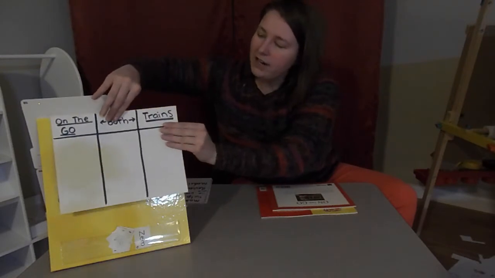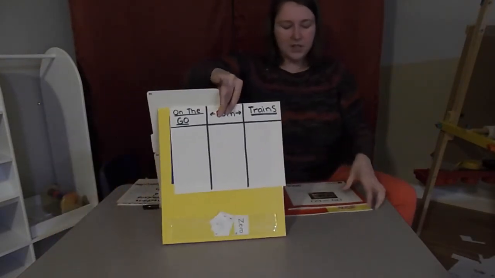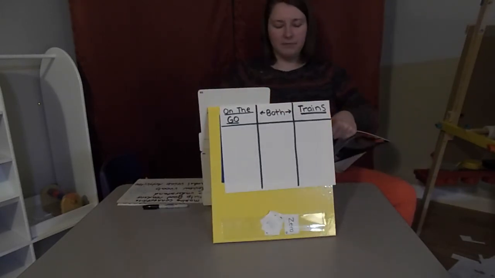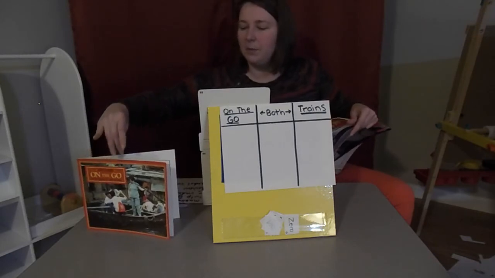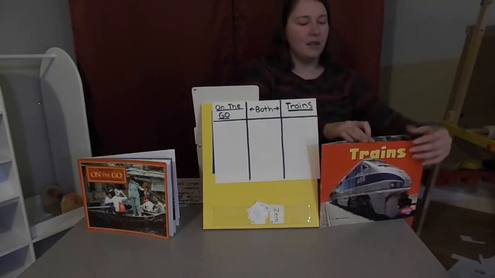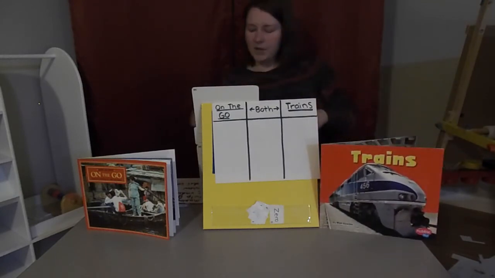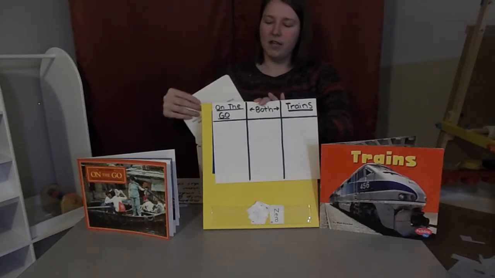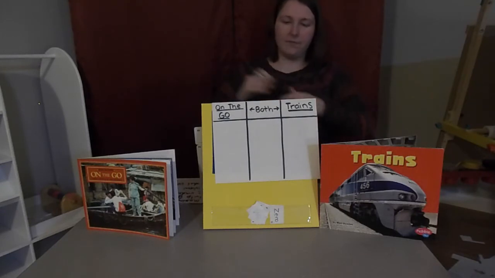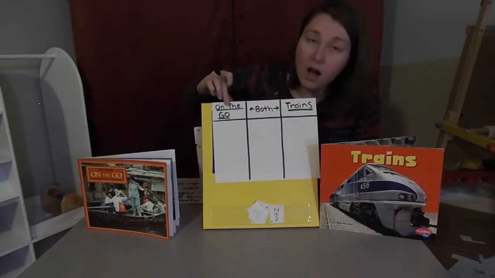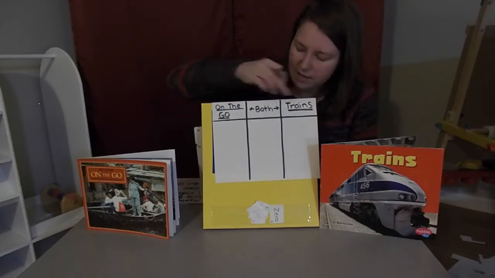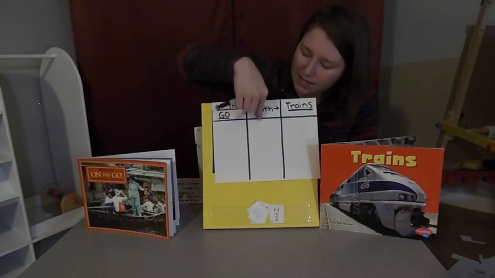So I made a little chart here. And on this chart, it has On the Go on this side. So let's see if I can get them to stand up. And the story Trains is on this side. I'm going to take this down for a second. We can put that up when we need it. So on this chart, it has the title of each of our stories, so On the Go and Trains. And then there's this middle column that says Both.